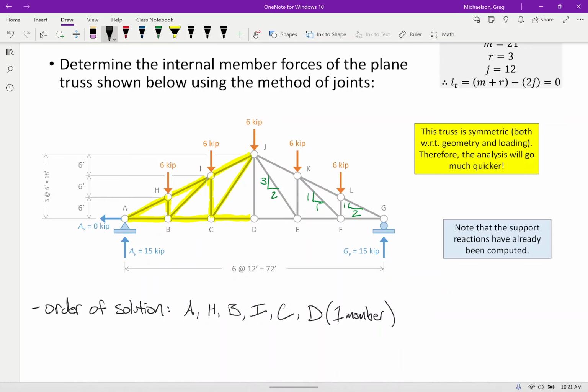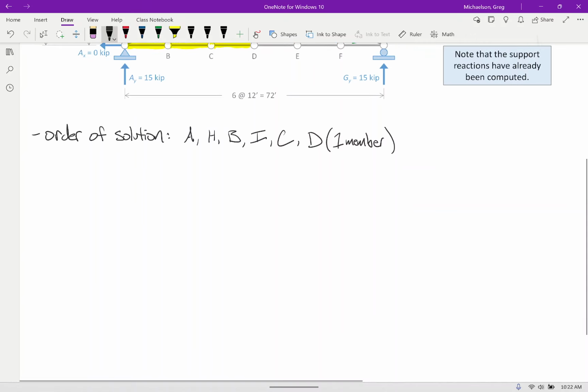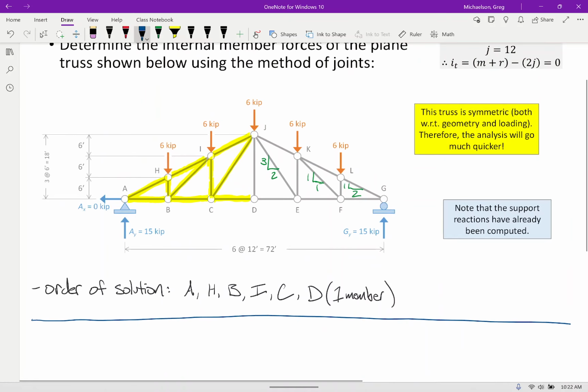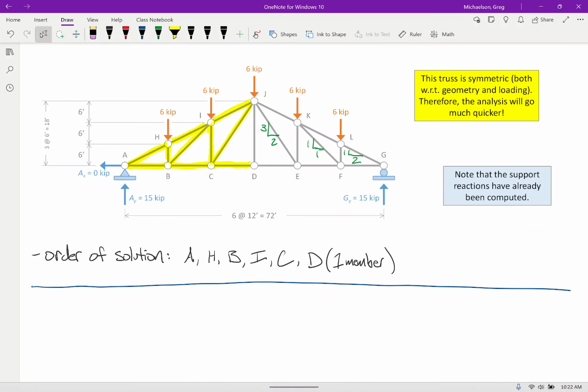Okay, so now that we've talked a lot of stuff out, let's see if we can go through this truss analysis a little faster. I'm sorry, no, that's fine. I did go through that a bit. Let's see if we can go through this truss analysis a bit more expeditiously than we did last time.